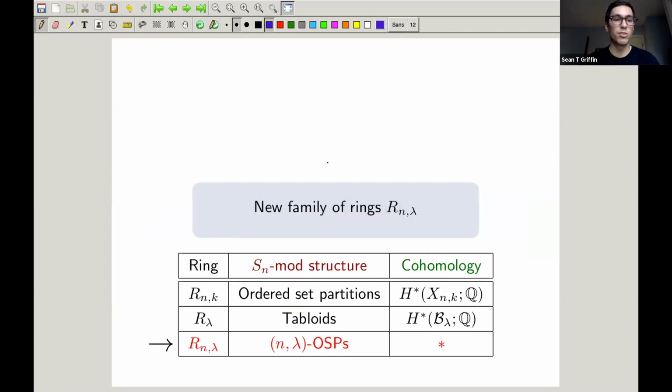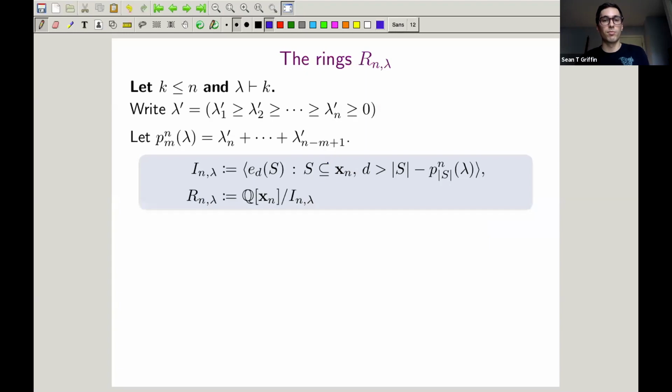So those are the two families that have been previously studied, and they have nice symmetric group structures, and they're isomorphic to cohomology rings. So next I'd like to introduce a new family of rings which form a common generalization of these two, which I call R_{n,lambda}. So just as before, we'll take k less than or equal to n, but this time we'll take a partition of the smaller integer k.